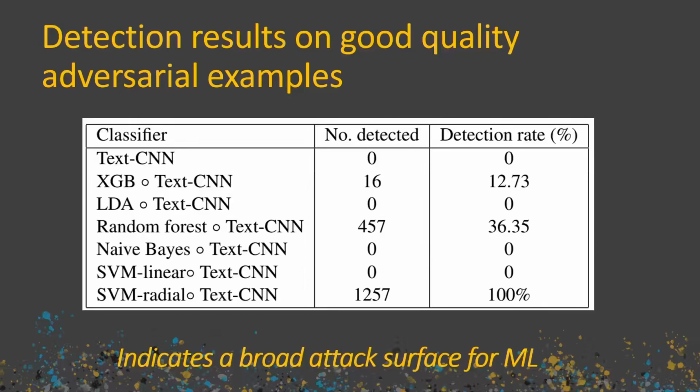So here's the result. As we can see, out of all of the samples we have fed into the ML system, only one classifier, the support vector machine with a non-linear kernel in the text CNN space, does not get fooled by the adversarial examples, whereas all these other highly effective classifiers fail to detect the majority of those adversarial samples. And this clearly indicates a very broad attack surface for machine learning systems.